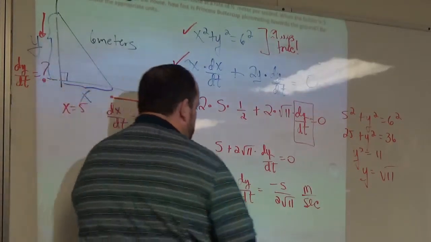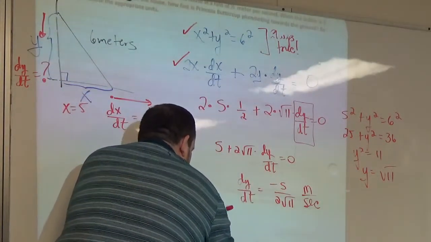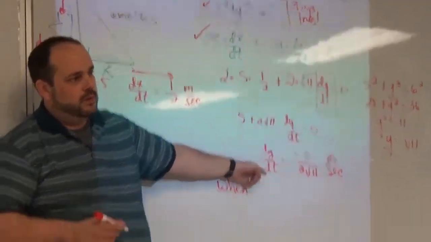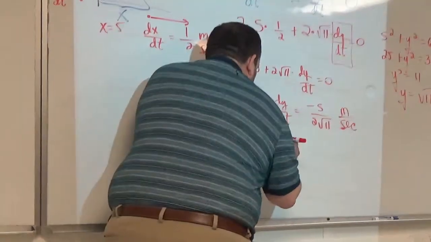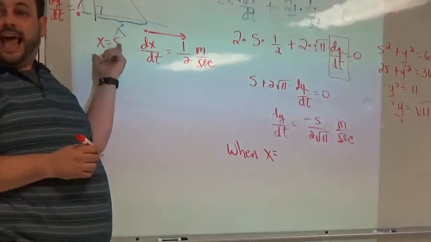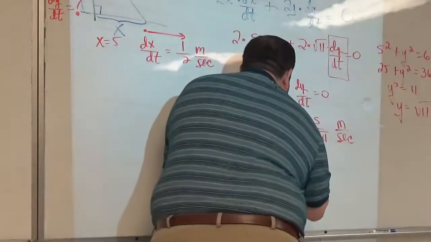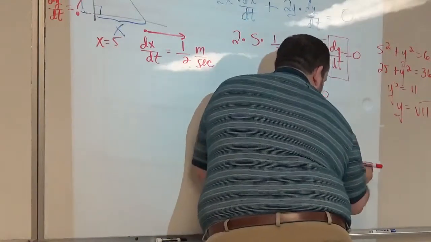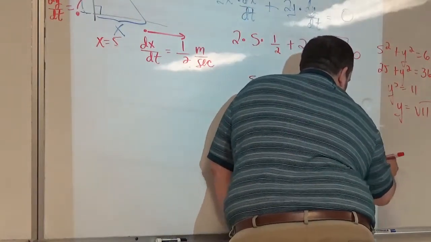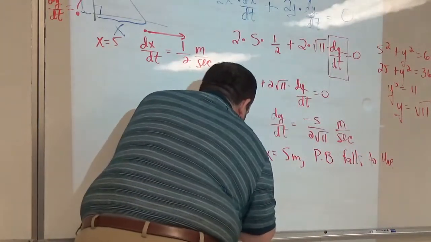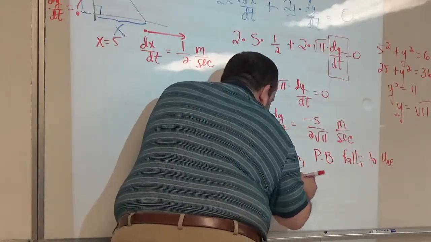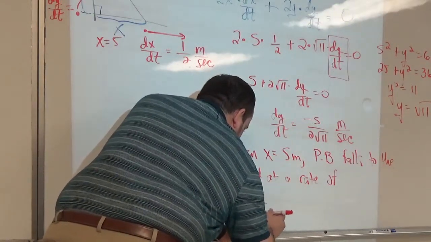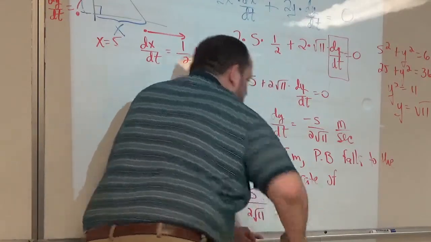So here's the final conclusion. I need a sentence. You've got to tell me, when is this true? When is this relationship true? When x, the thing that we knew, is equal to 5 meters. So when x equals 5 meters, what's happening? We'll say PB, Princess Buttercup, falls to the ground at a rate of 5 over 2 square roots of 11 meters per second.